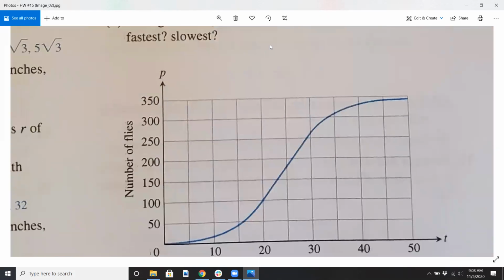Well, remember, a derivative is a rate of change. So if you do a derivative graph, I'll kind of do a quick sketch. I'll call this like P prime. That's going to be the number of flies per day, it's the rate. And of course, you have days down here.